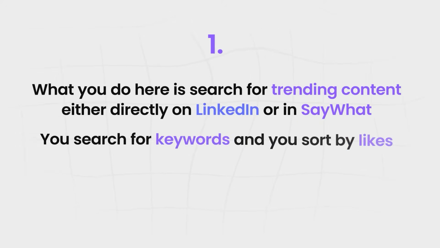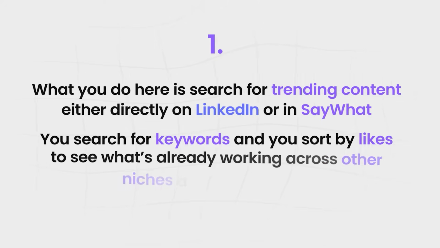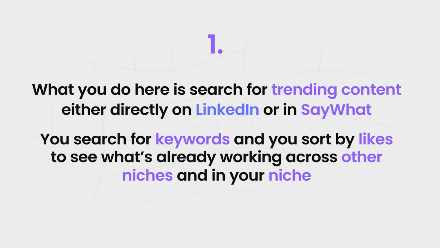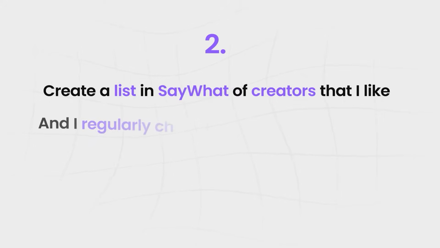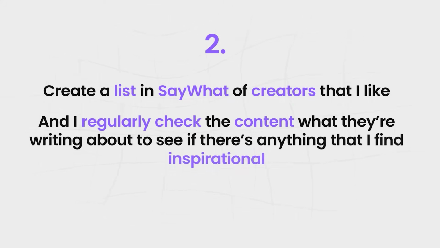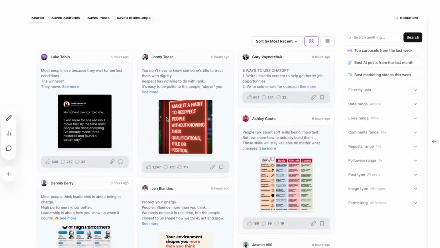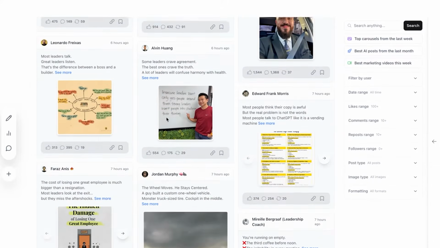You search for keywords and then you sort by likes to see what's already working across other niches and in your niche. The second thing I do is I have a list in Say What of creators that I like, and I regularly check the content, what they're writing about, to see if there's anything that I find inspirational. So really what you're looking for here is proven topics and visual styles that get engagement.